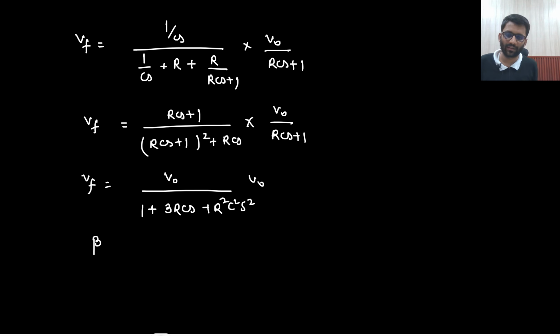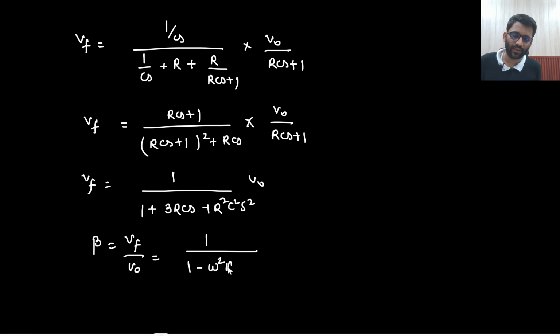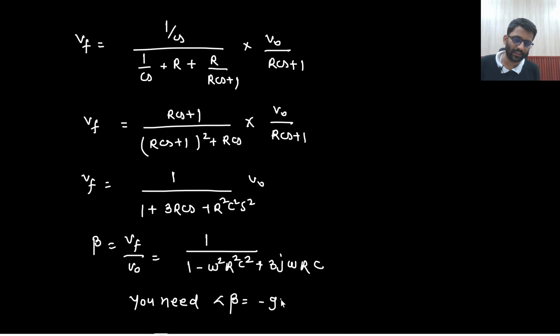Basically, what is your beta? Beta is Vf by V naught. In terms of omega, that would be 1 minus omega square R square C square plus 3j omega RC. Now what do I need? You need 90 degree phase shift. From beta, how much angle do you need? Minus 90 degree. So what you can do is put this equal to 0. For that, I will put this equal to 0. So this is my frequency of oscillation, right?